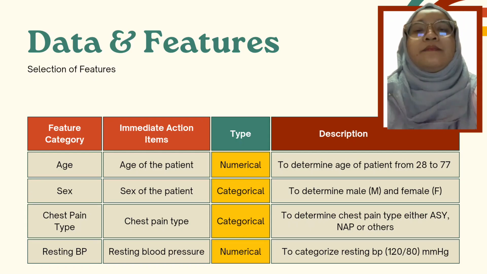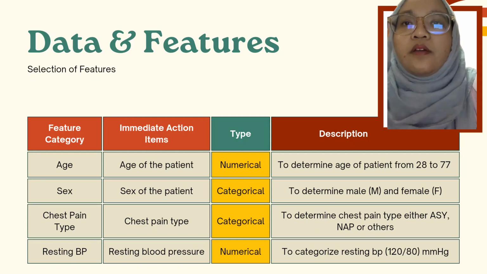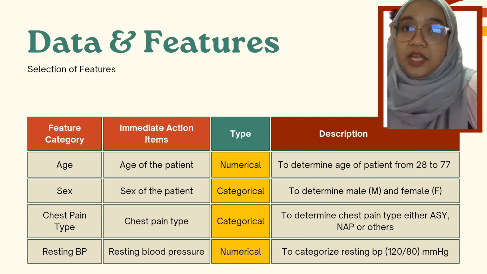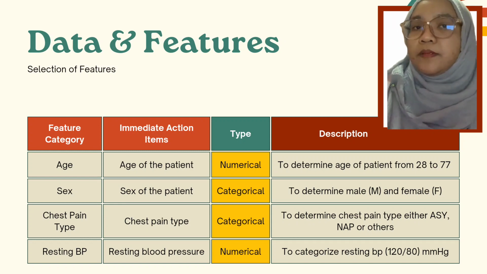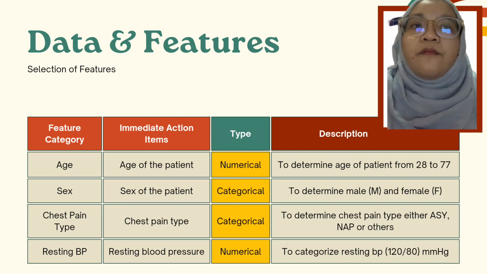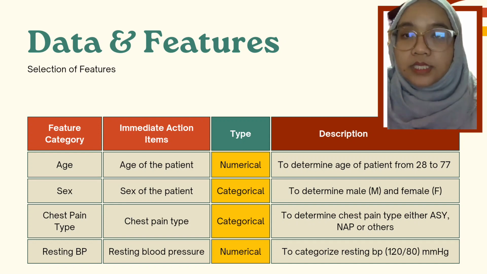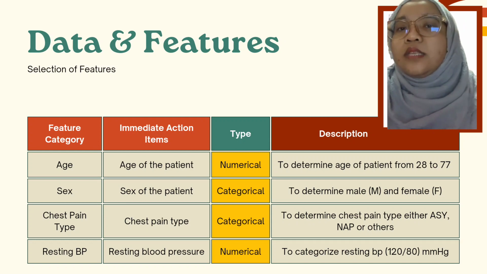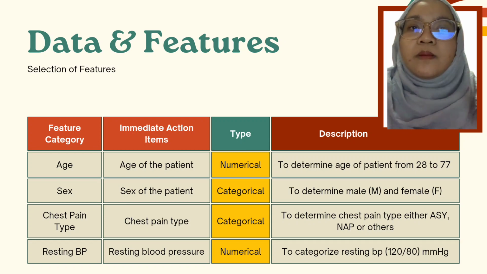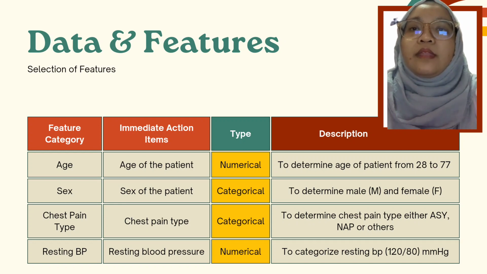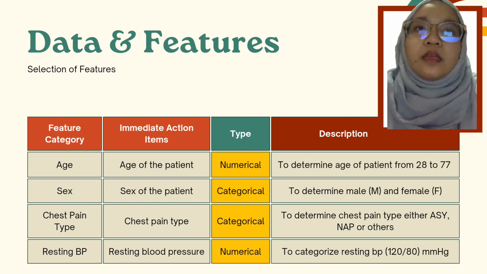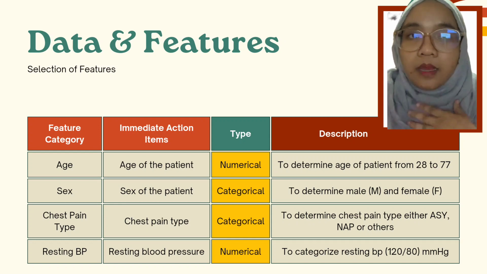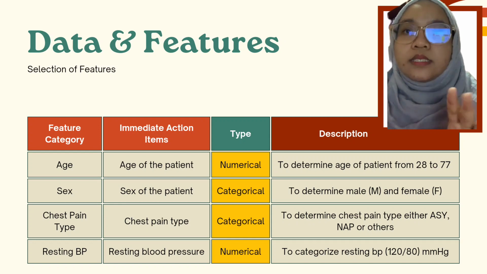Data and features. For the selection of our features, the features category: age is the age of the patient, the type is numerical, and the description determines the age of a patient from 28 to 77. Second, sex of the patient, the type is categorical, and the description determines male and female. Then chest pain type, the type is categorical, and the description is to determine chest pain type, either ASY, NAP, or others.